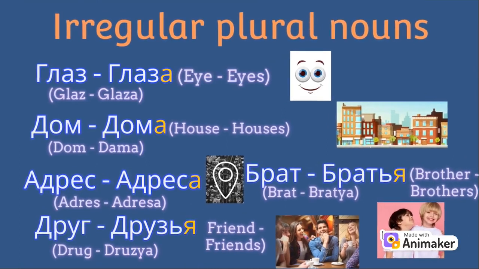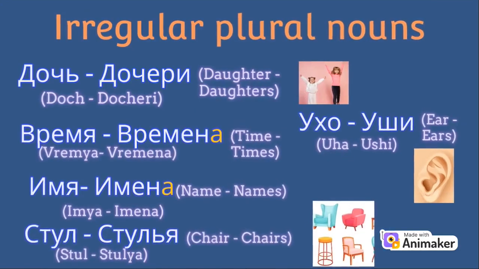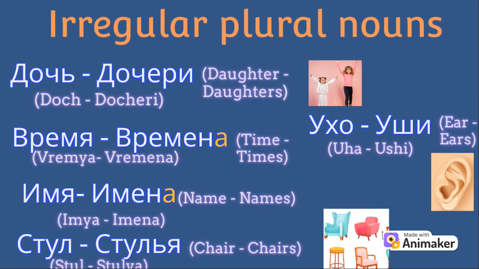Some of the nouns don't follow the rules that we mentioned earlier. Let's look at some examples. Глаз, глаза. Дом, дома. Адрес, адреса. Друг, друзья. Брат, братья. Дочь, дочери. Время, времена. Имя, имена. Стул, стулья. Ухо, уши.